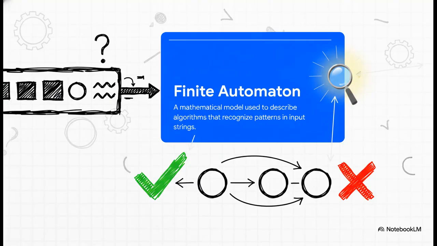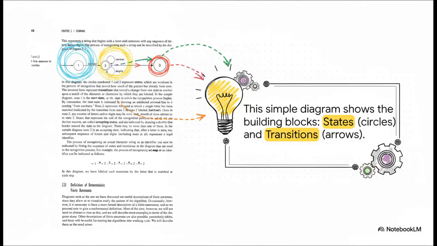A finite automaton is basically a model of a machine, right? It takes a string of characters as its input. Could be a word, a number, a line of code, you name it. And its whole job is to figure out if that string follows a very specific set of rules. It gives a simple answer: either yep, that's a match, or nope, it's not. This diagram shows us the two basic building blocks. The circles are called states. You can just think of them as different locations on our map. And the arrows are the transitions, the paths you take to get from one location to another. The path you take is decided by the character you're reading at that moment.